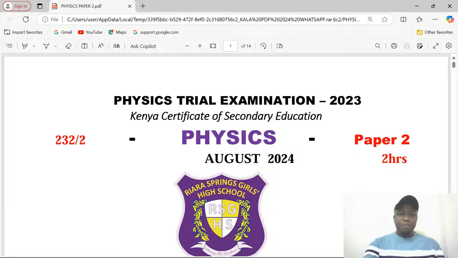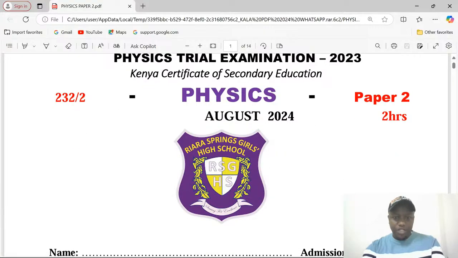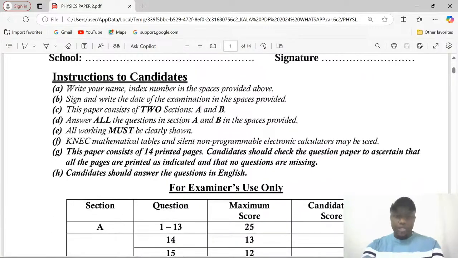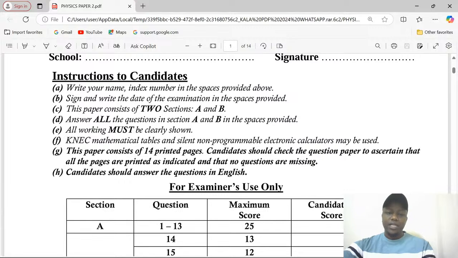So this is the paper, paper 2, that we're going to discuss. And I hope that you guys shall benefit.